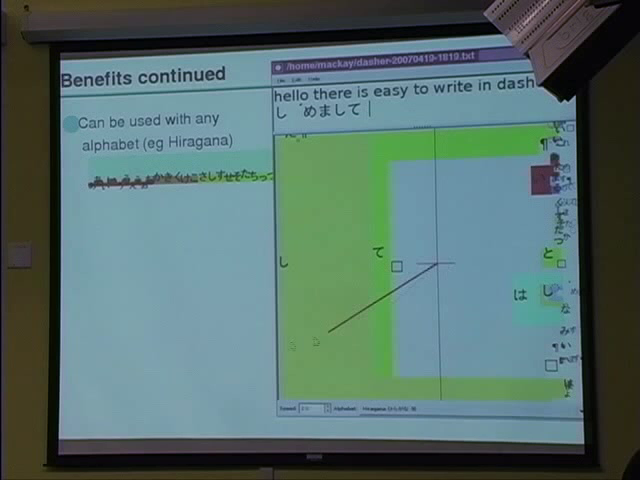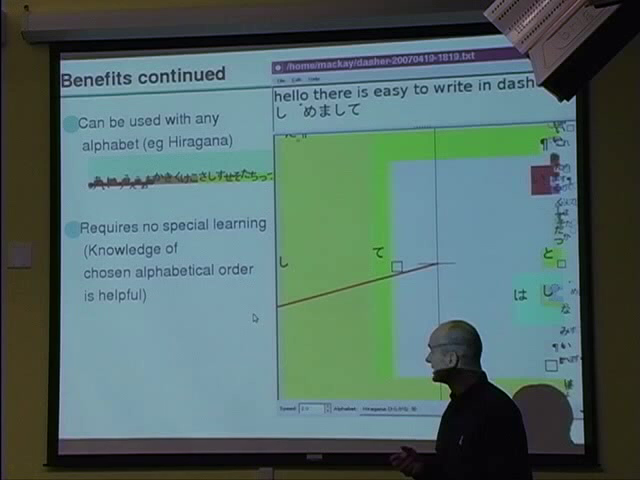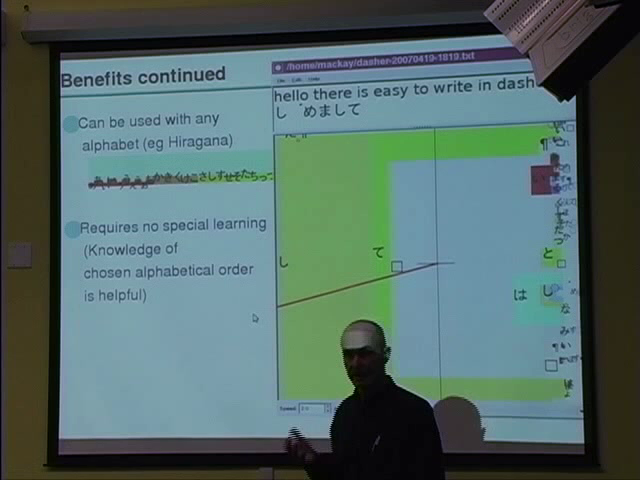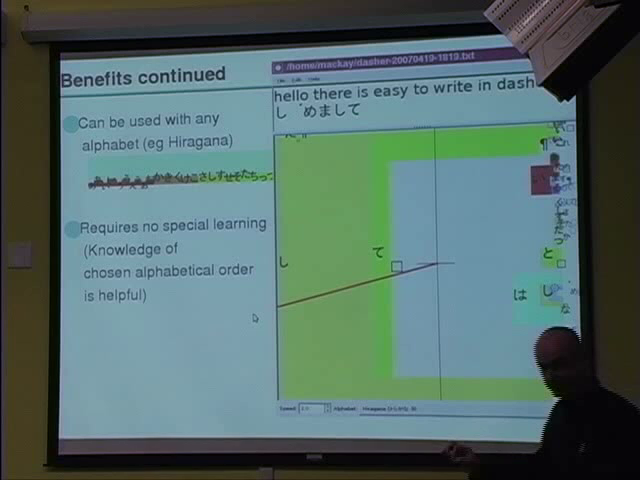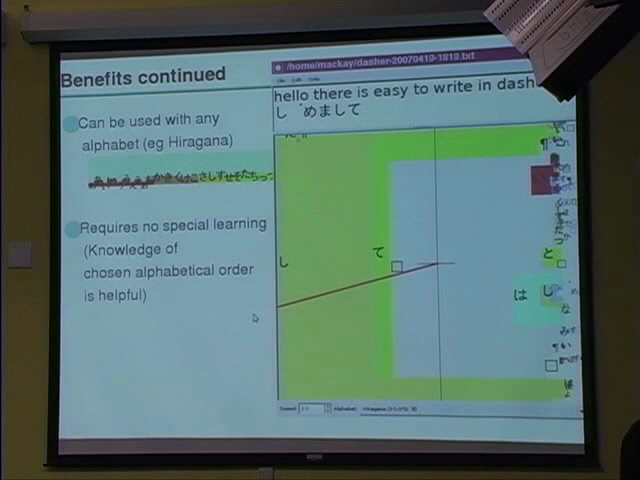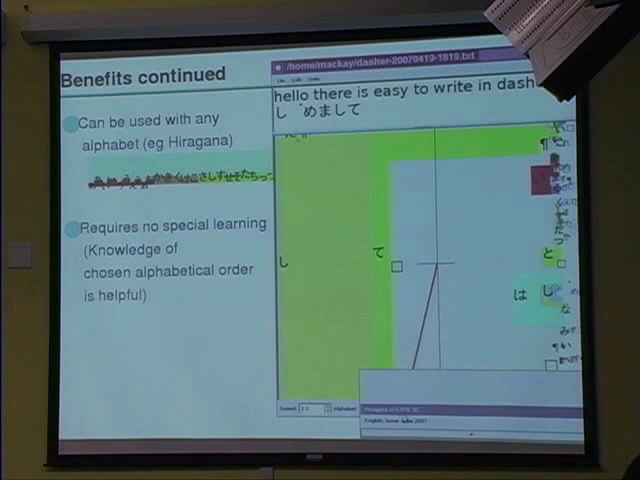Another reason why Dasher is a nice way of doing things is it doesn't require any special learning. I didn't have to learn what's the gesture for an A, what's the gesture for a B, and so on. I didn't have to go through a training period. All I have to do is navigate. Though it does help to know the alphabetical order of the language that you're writing in. So Japanese, I can't write with handwriting at all. I definitely couldn't do it with a keyboard because I can't actually remember the whole alphabet. But because I know the order they go in, ka ki ku ke ko and so on, I can actually write Japanese okay in Dasher.